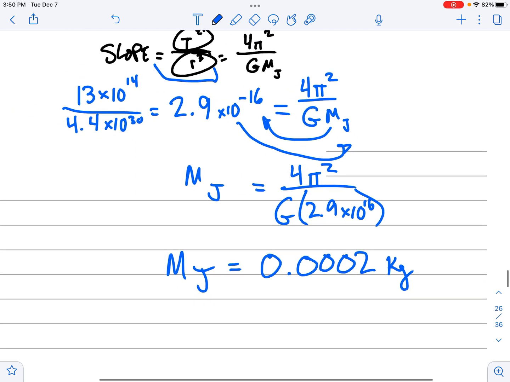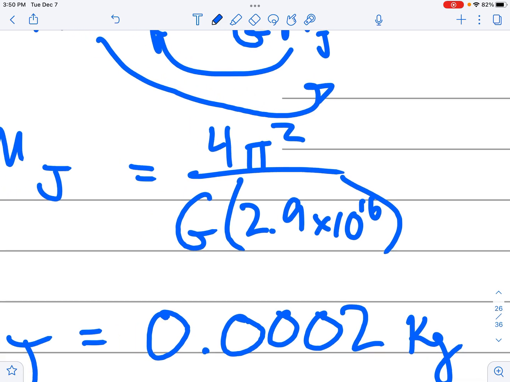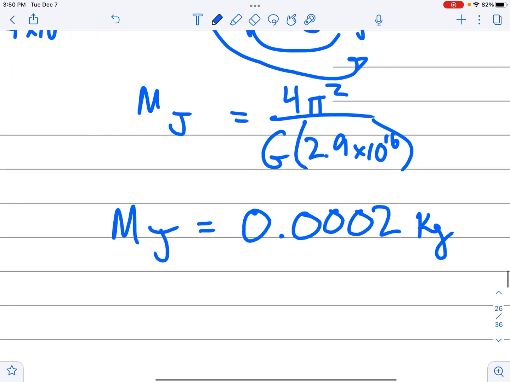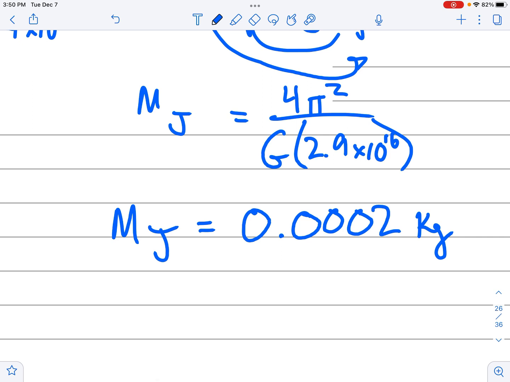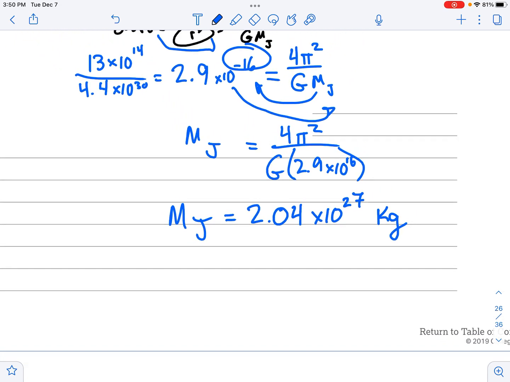No. So, first thing, I go back and I check my powers. I had 10 to the positive 16th when it was supposed to be 10 to the negative 16th. So let me fix that. That feels better. 2.04 times 10 to the 27th kilograms. That seems more like the mass of Jupiter.